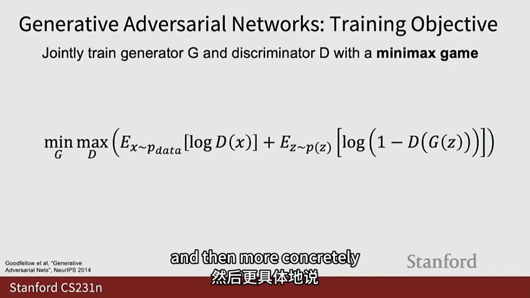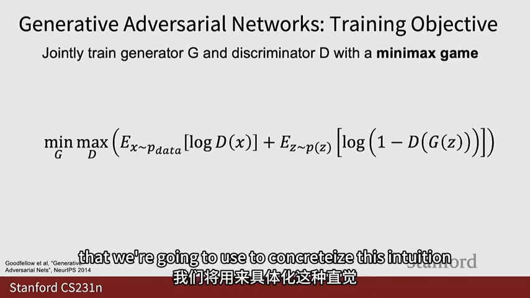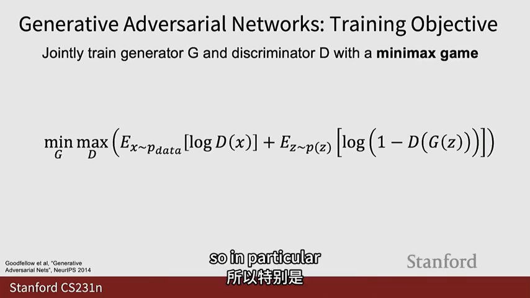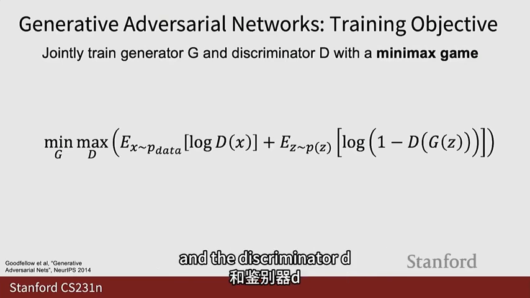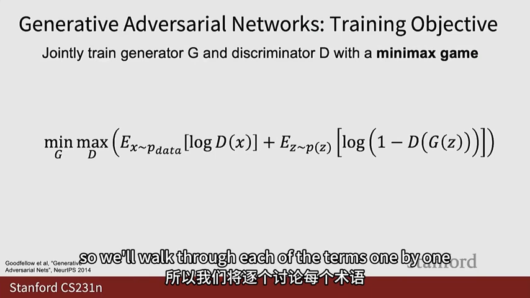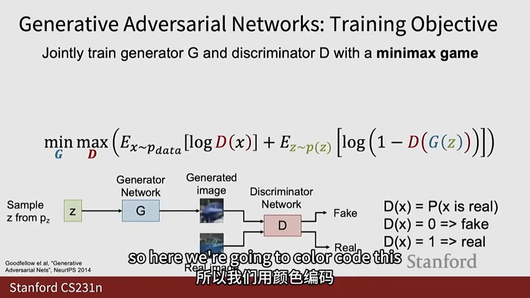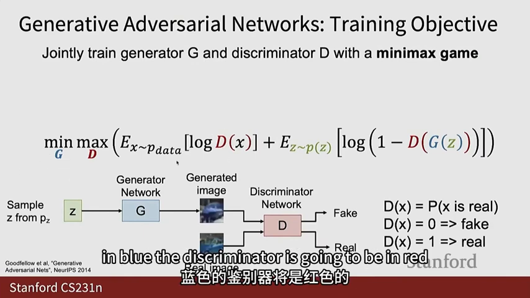And then more concretely, we need to write down some actual equations, some actual math that we're going to use to concretize this intuition. So in particular, we're going to jointly train the generator G and the discriminator D with this minimax game. This equation looks maybe a little bit daunting, so we'll walk through each of the terms one by one. So here, we're going to color code this and say that the generator is going to be in blue, the discriminator is going to be in red.